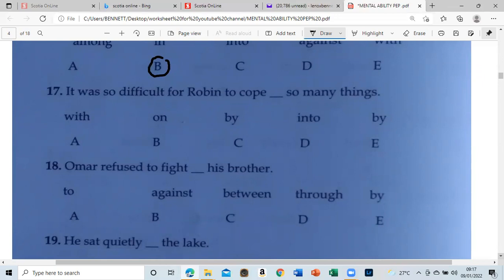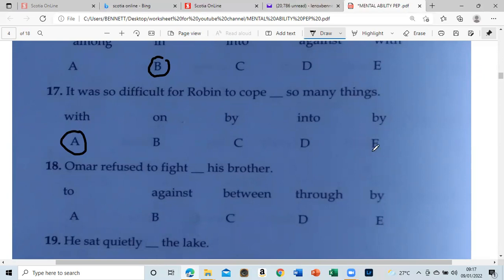Which did you pick? Leave your answer in the comment section. If you said A, you are correct. It was so difficult for Robin to cope with so many things. Many people say, I don't know how Mr. Bennett copes with so many classes. I have to do it, guys. I have to do it. God give me the energy.